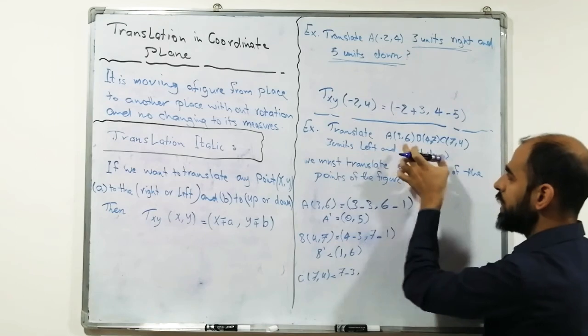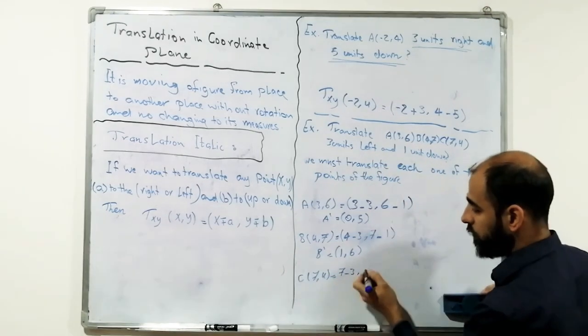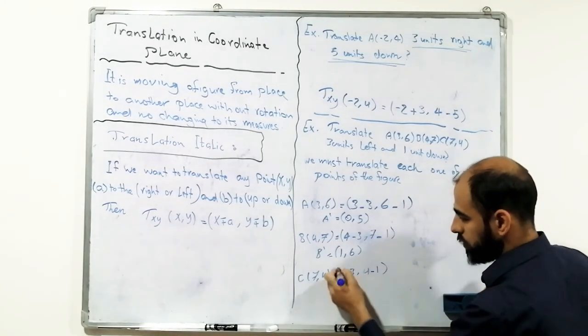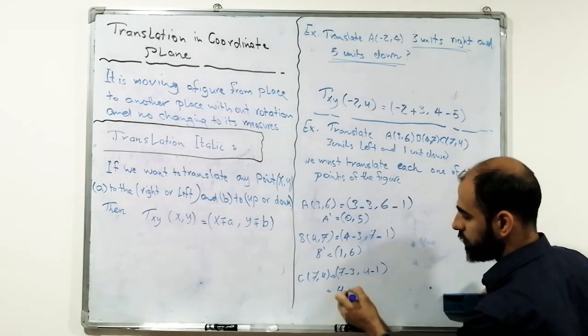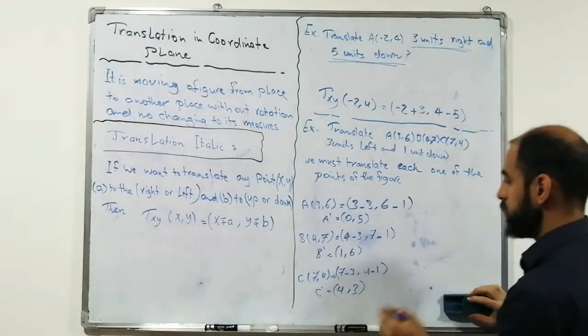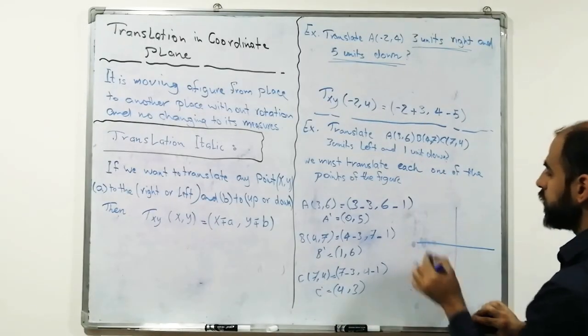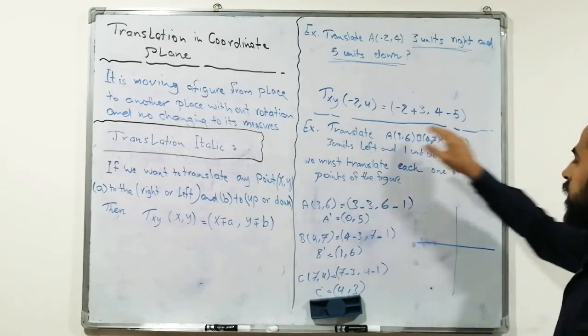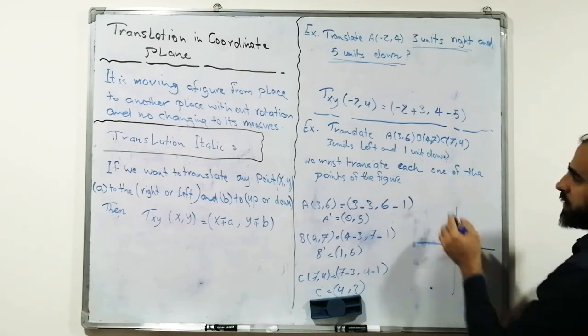Since we worked on x, we continue working with y. 7 minus 3 is 4, and 4 minus 1 is 3. This is C dash. Now determine the points of the original figure and the figure after translation.